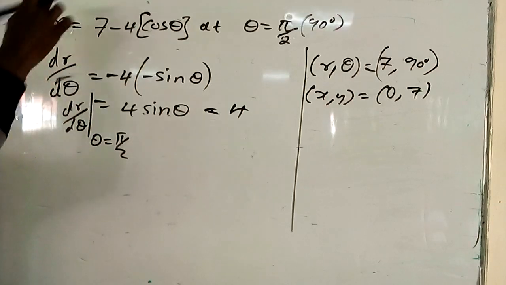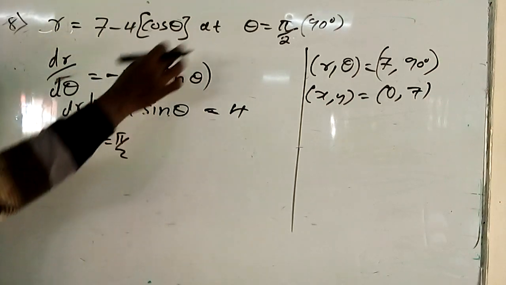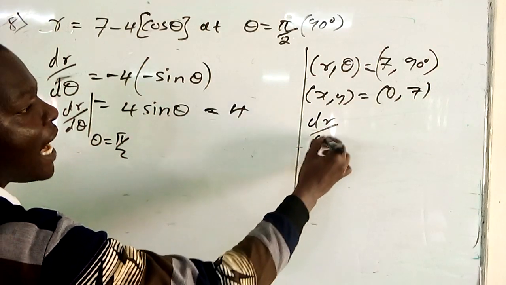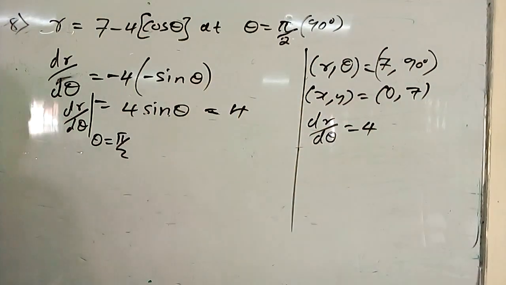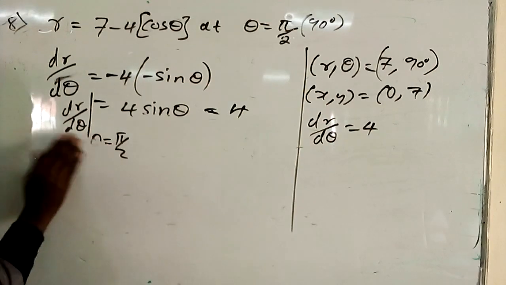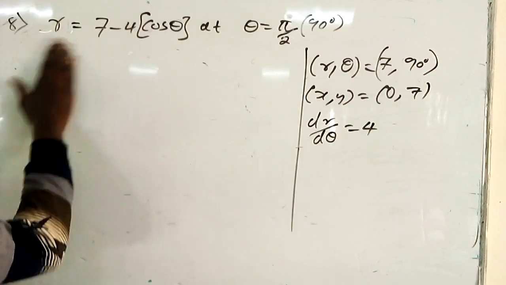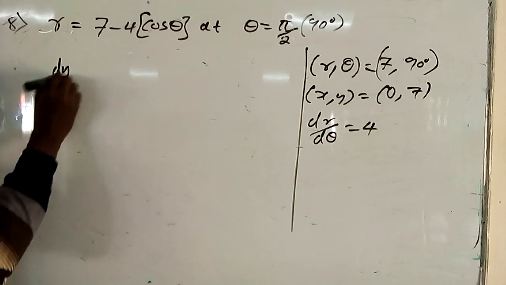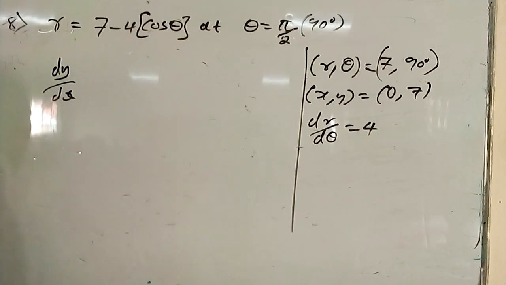So we found dr over d theta to be 4 at pi over 2. So you record that dr over d theta is equal to 4. It is now that dr over d theta we want to use to get the derivative of the curve, isn't it? The derivative of the curve is given by dy over dx, isn't it? So you divide both the numerator and denominator by d theta, isn't it?